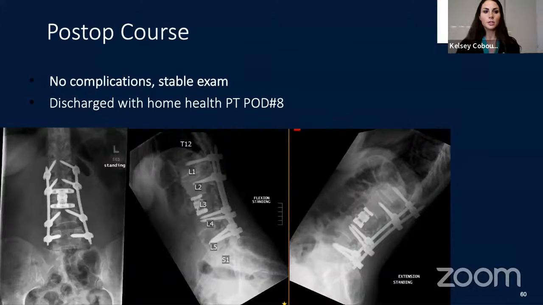Okay, so this patient did pretty well postoperatively, had no complications. Her exam remained stable, and she was able to go home with home health on post-op day 8.